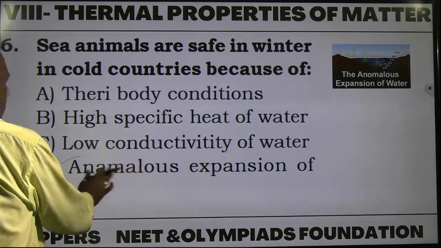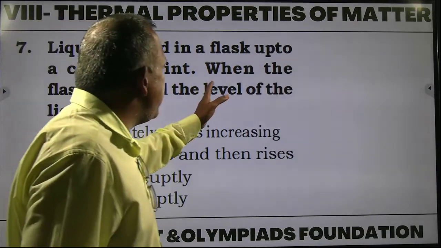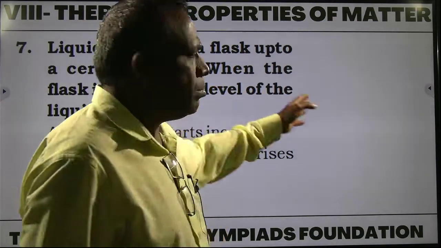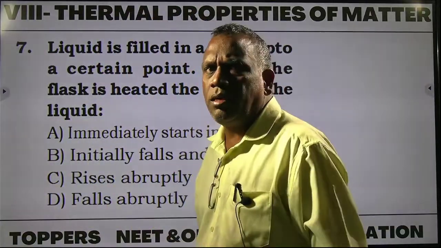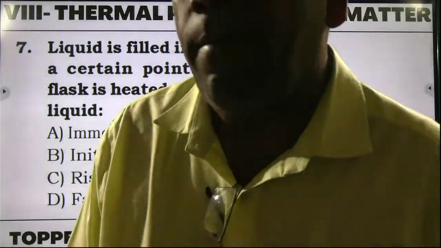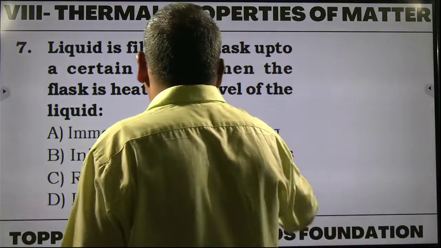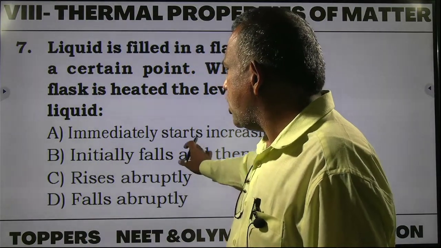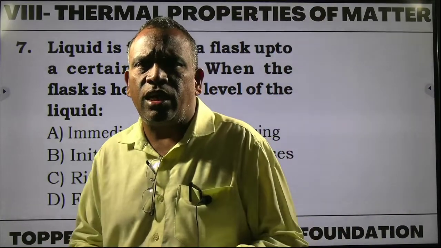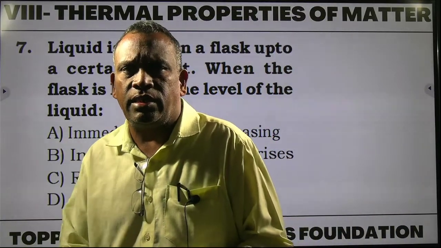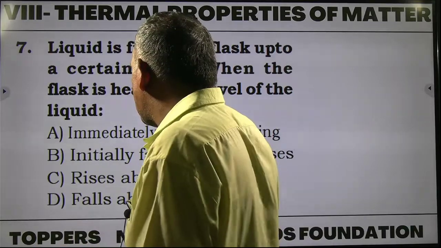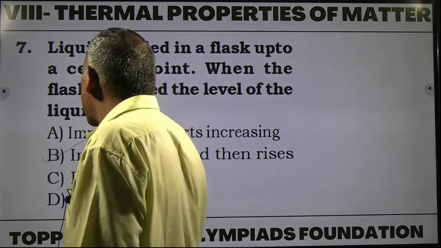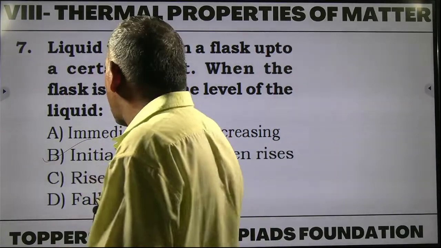Coming to the next question: liquid is filled in a flask up to a certain point. When the flask is heated, the level of the liquid initially falls because of container expansion, then starts rising. That's why option B is the correct answer. The remaining options are wrong.